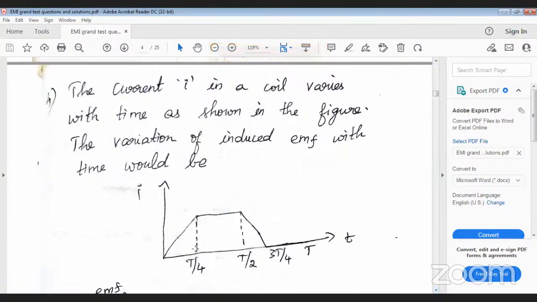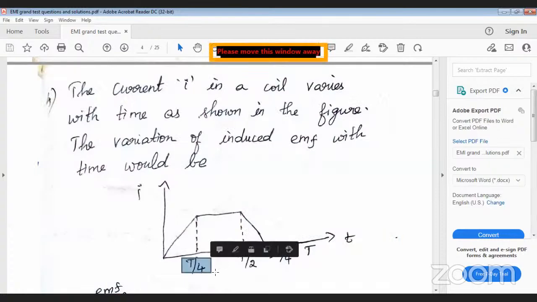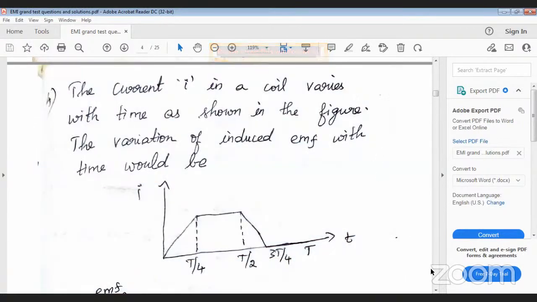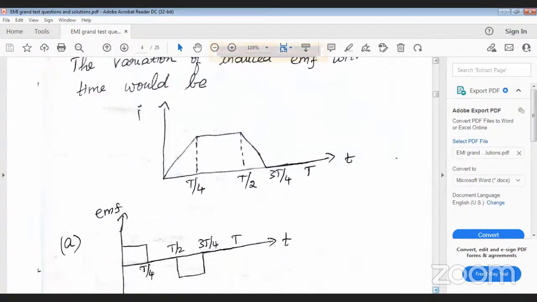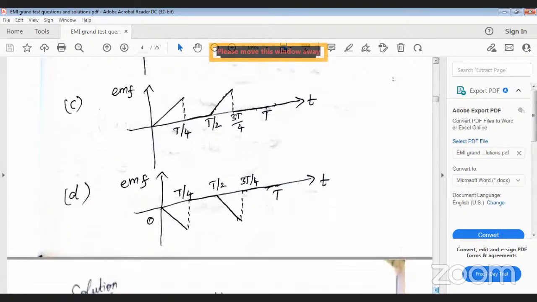So here you can see from 0 to this point, it is increasing. 0 to T by 4. T by 4 means it is 1/4 of the total time period. So from 0 to T by 4, the current is increasing like this. From T by 4 to T by 2, the current remains constant. And from T by 2 to 3T by 4, the current is decreasing. This is the variation of current with respect to time. Now what we have to do is find the variation of induced EMF with time. For that, you have been given 4 graphs, and among the 4 graphs, you need to find the right one.